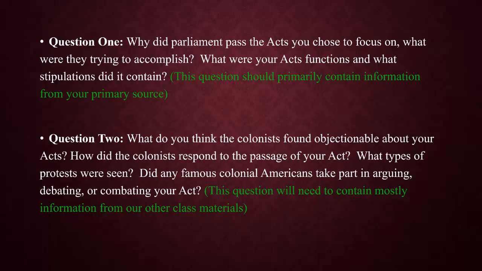The Stamp Act, of course, was the next round of taxes that were being levied, and by this point in time, the colonists were figuring out that the Sugar Act wasn't an isolated event. This was going to be a continuing practice for the British government.